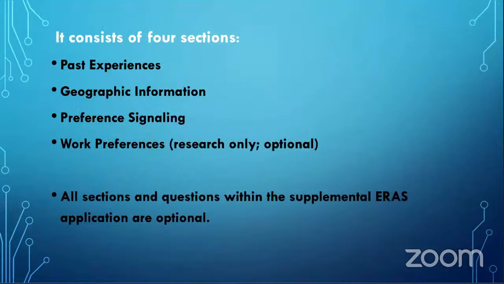The supplemental ERAS consists of 4 sections. There is a section for past experiences, a section for geographic information, program signaling, and work preferences. And this is for research only, and it's optional. All sections and questions within the supplemental ERAS application are optional.